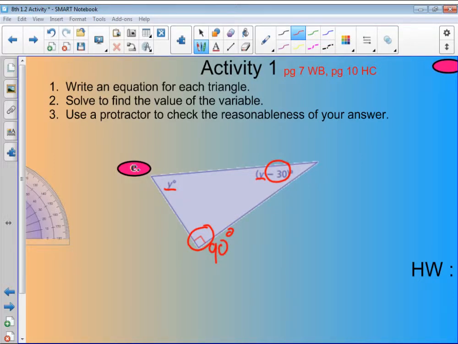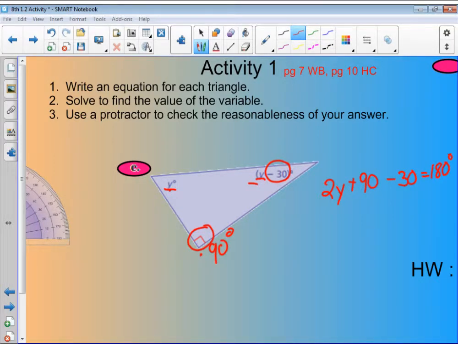So of my Y's, I have 1, 2 Y's. Then I have a plus 90, because that's a positive 90 right here, okay? And then I have a minus 30. And it doesn't matter that I wrote them in a different order. And in the end, those together equal 180 degrees.